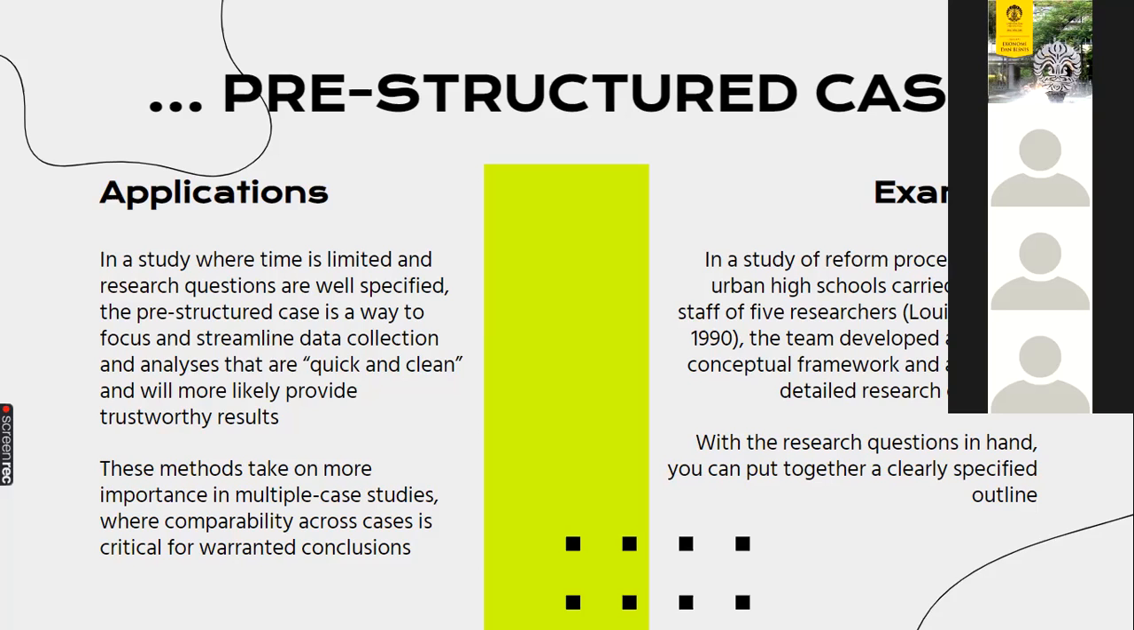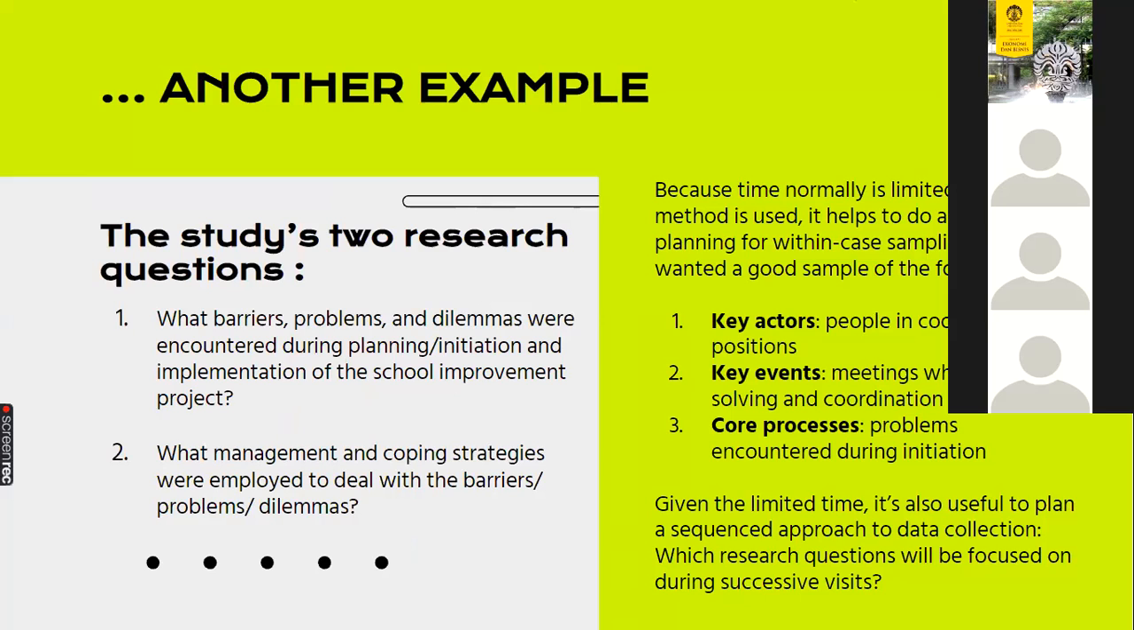With the research questions in hand, we can put together a clearly specified outline, just like the example from the last slide. Next, this method also can be used in a different way, because time normally is limited when the method is used. For example, two research questions from the Lewis research, two from the 14 research questions, are: one, what barriers, problems, and dilemmas were encountered during planning, and two, what management and coping strategies were employed to deal with the barriers.